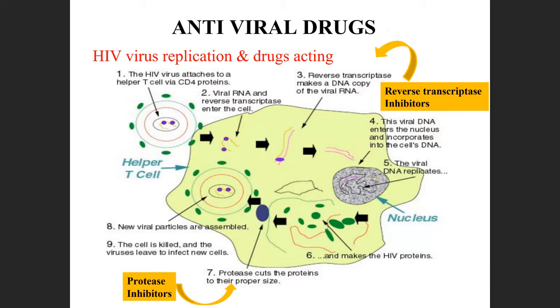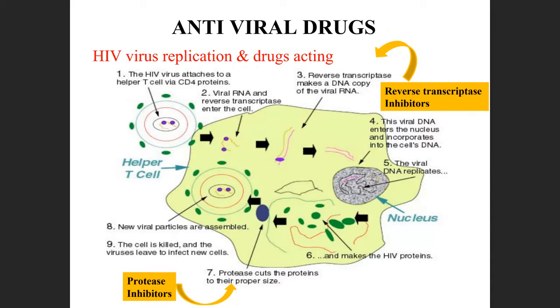Then these particles are all assembled together, and the normal cell which they have infected will be killed, and the virus will leave the cell and go and attack a new cell again. So this is the mechanism by which the HIV virus replicates. In this process, you can see that there are two important enzymes which are playing an important role.